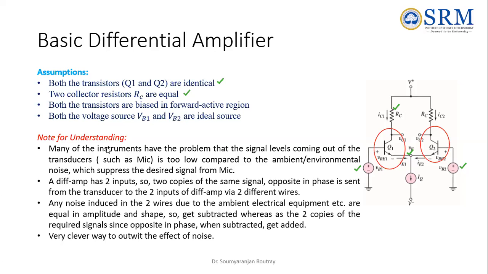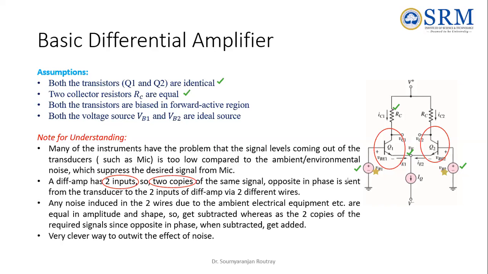This environmental noise should get eliminated. Then what to do? In that case, we use this type of differential circuit. In this differential circuit, we have two inputs, VB1 and VB2. Two copies of the same signal, opposite in phase, are sent from the transducer to the two inputs of the differential amplifier via two different wires.